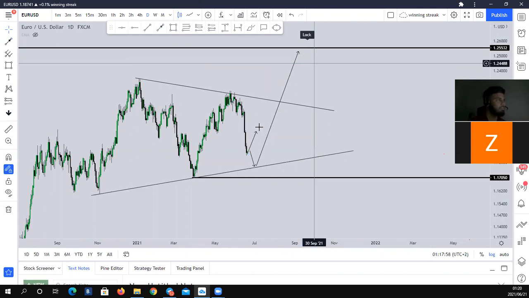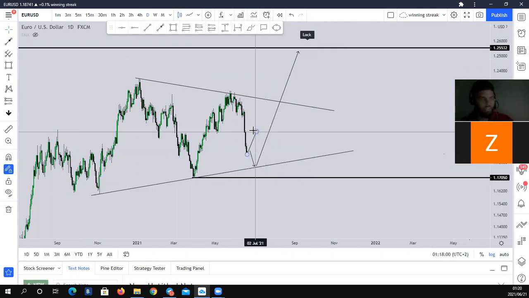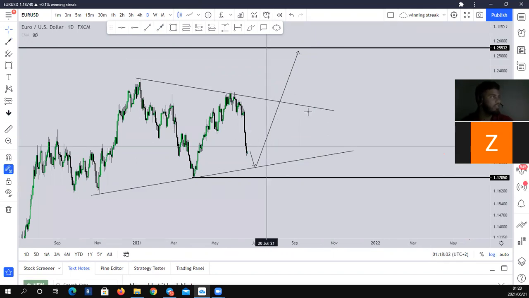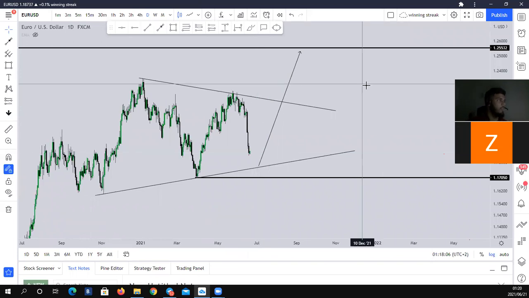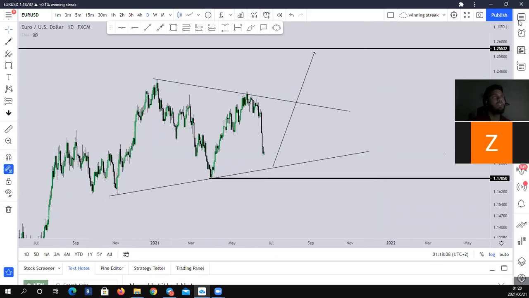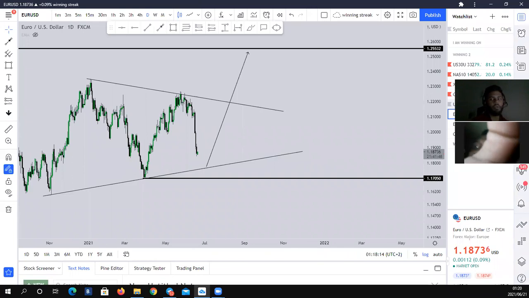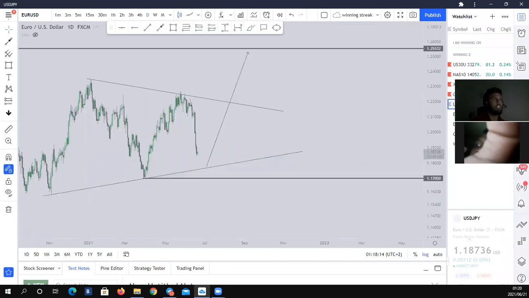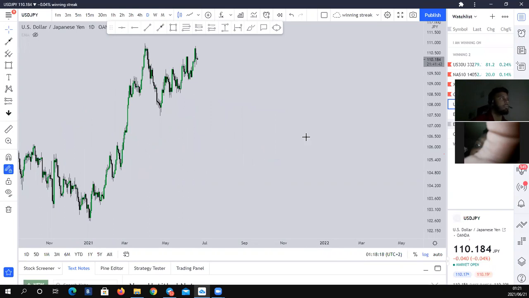Yeah, there we go. Let's move on. I'll screenshot that for everyone. Okay, so that's EURUSD. Let's move on. GBPUSD, let's look at GBP. I mean USDJPY. This one is looking good, guys.